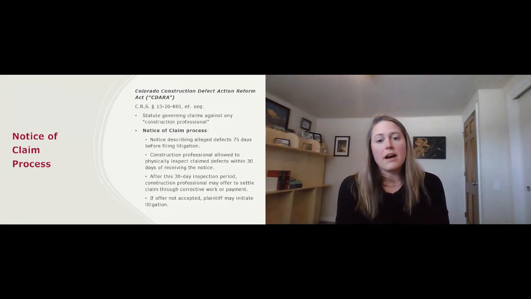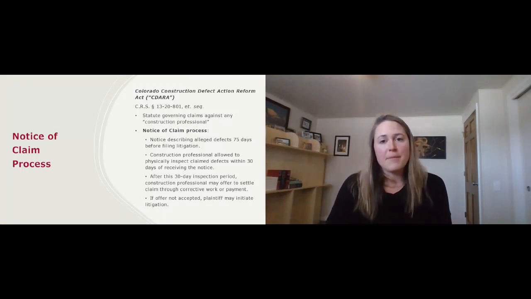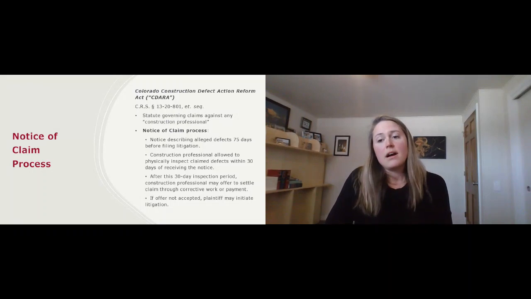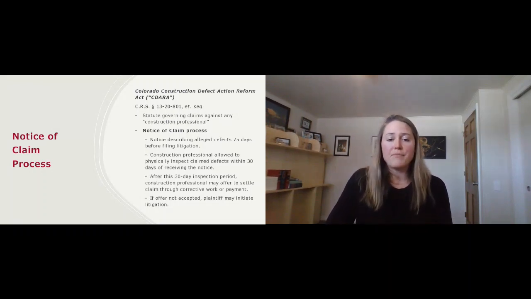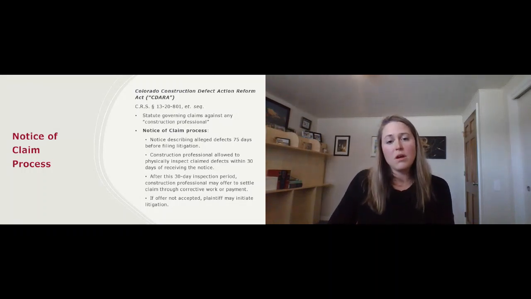And then you are allowed to physically inspect the claimed defects within 30 days after receiving the notice. That means you set up a time to go see the property and inspect what is allegedly defective about the work. And then after that 30-day inspection period, the construction professional may offer to settle the claim through either correcting the work or paying a settlement amount to the claimant.